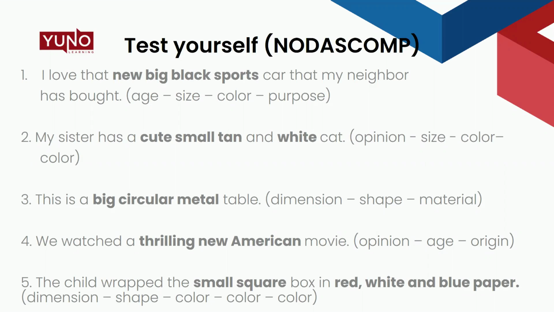And the last example: the child wrapped the small square box in red, white, and blue paper. Now, small is the dimension, square is the shape, and red, white, and blue, these are three color adjectives coming from the same category. And how do we differentiate between them? We put a comma and we insert the conjunction "and". So, red, comma, white, and blue paper. I think this is a style of writing with which most of us are familiar.